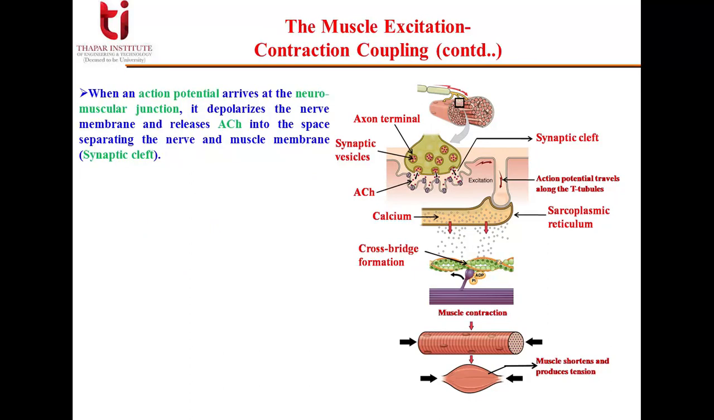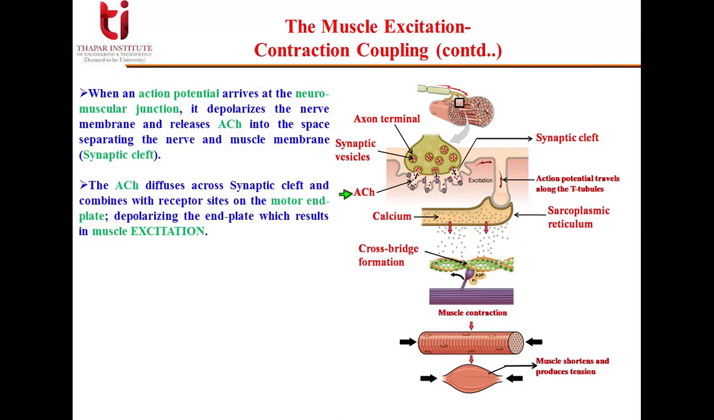Now, when an action potential arrives at the neuromuscular junction, it depolarizes the nerve membrane and releases acetylcholine into the space separating the nerve and the muscle membrane. That space is known as synaptic cleft. The acetylcholine diffuses across the synaptic cleft and combines with the receptor sites on the motor end plate, depolarizing the end plate, which results in muscle excitation.